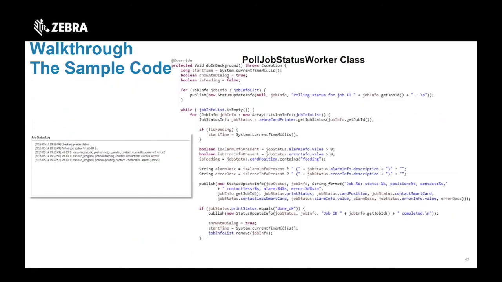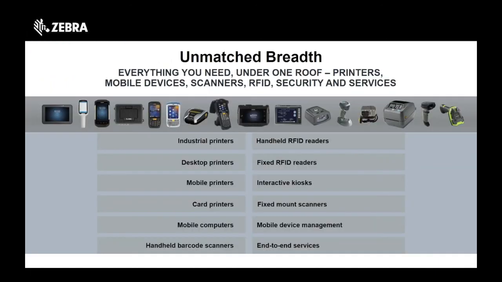So here, basically, what the poll job status worker class is doing is the implementation of how you monitor the job status. That's basically what you're seeing during the implementation of the job status worker. And that's all that I have for today.